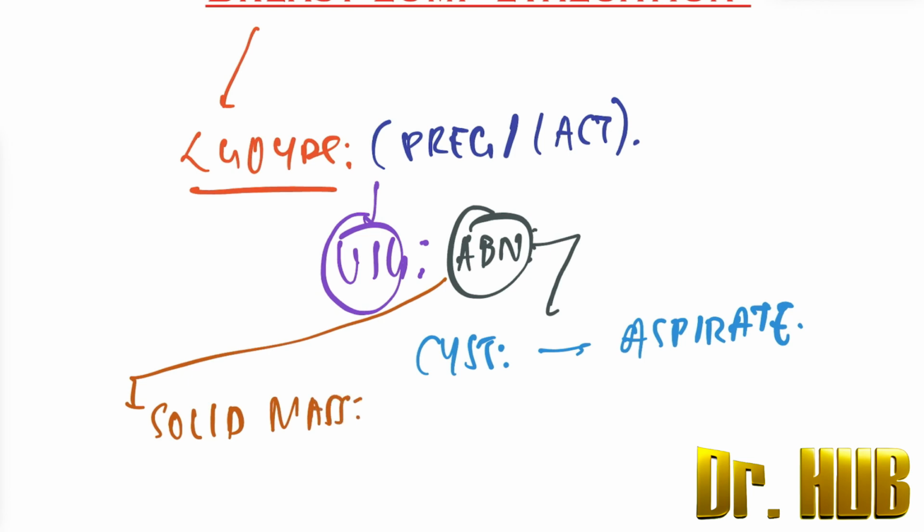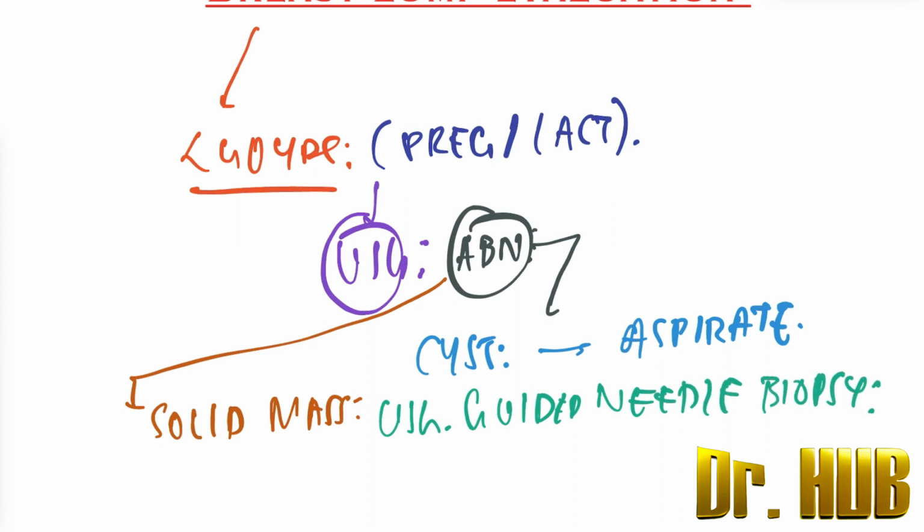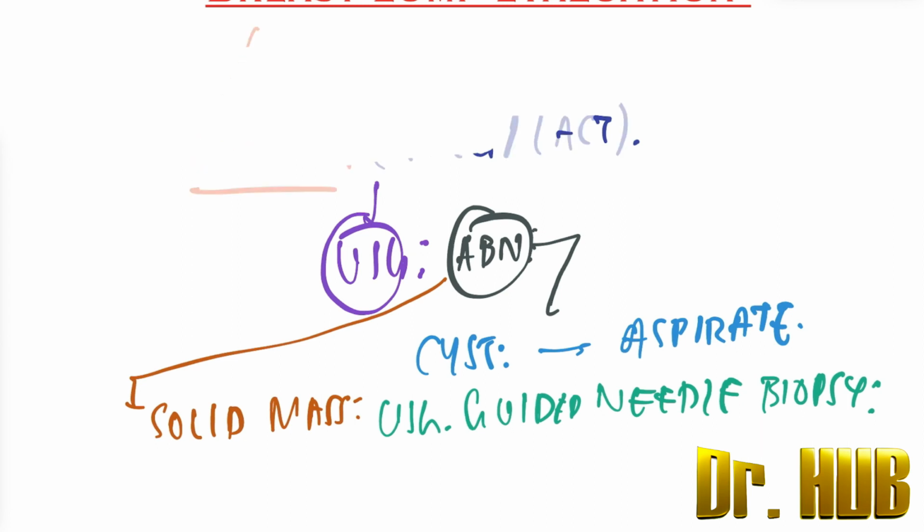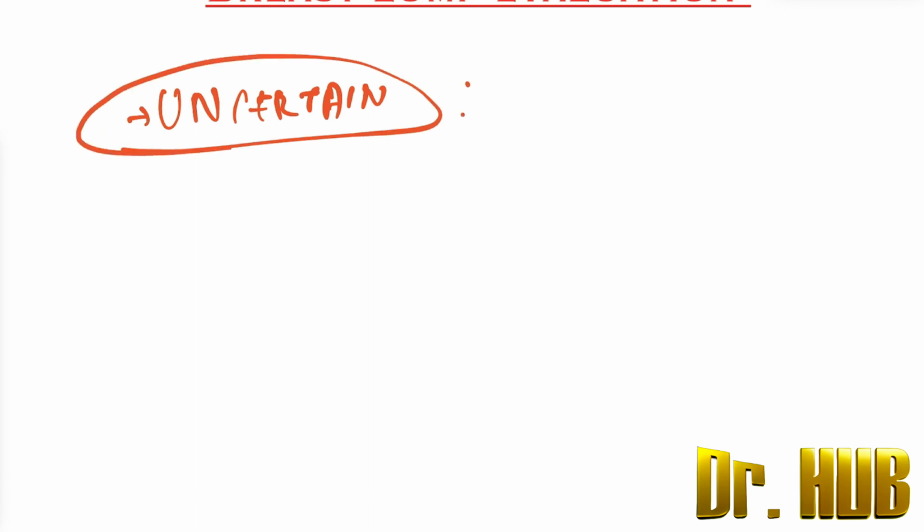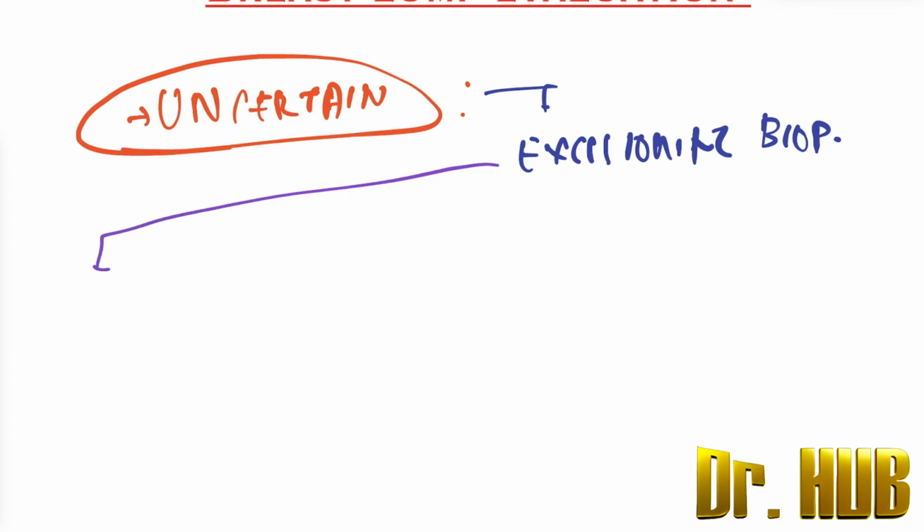In terms of the presence of a solid mass, you do a USG guided needle biopsy. And upon performing the USG guided needle biopsy, if it is still uncertain, what is done? If there is uncertainty on the USG guided needle biopsy, an excisional biopsy is done. The excisional biopsy is again divided into two.